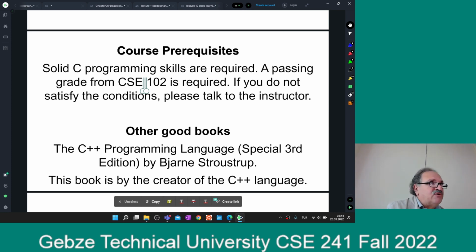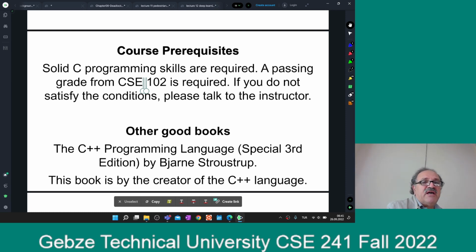For some reason, because of some mistake or error in the systems part, if you are taking this course without a passing grade from CSE 102, it doesn't matter how far you are in the course, your course will be dropped, even if you get an AA. Later, when the system realizes it, they run system checks from time to time. It happens. So if you are in this situation, just let me know. You should have a passing grade from CSE 102.